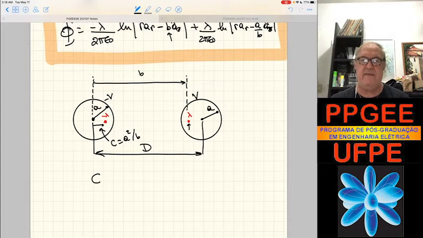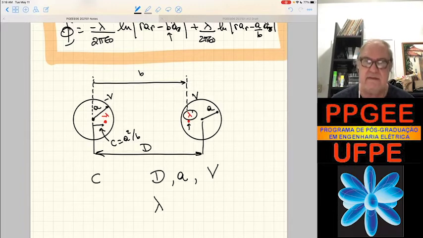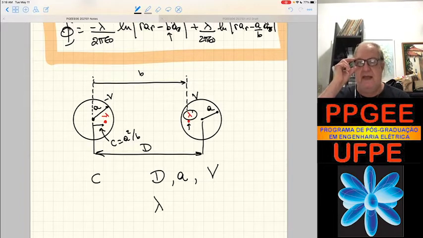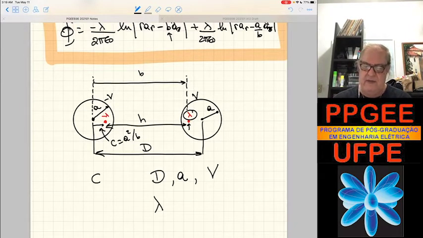So given D, A and V, we have to determine the density lambda, and the H parameter, which is this parameter here, the distance between the two charged lines. So we have to determine lambda and H.